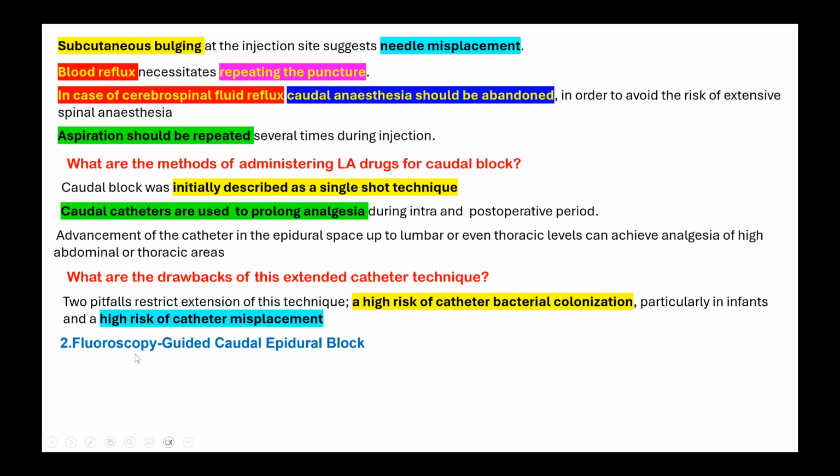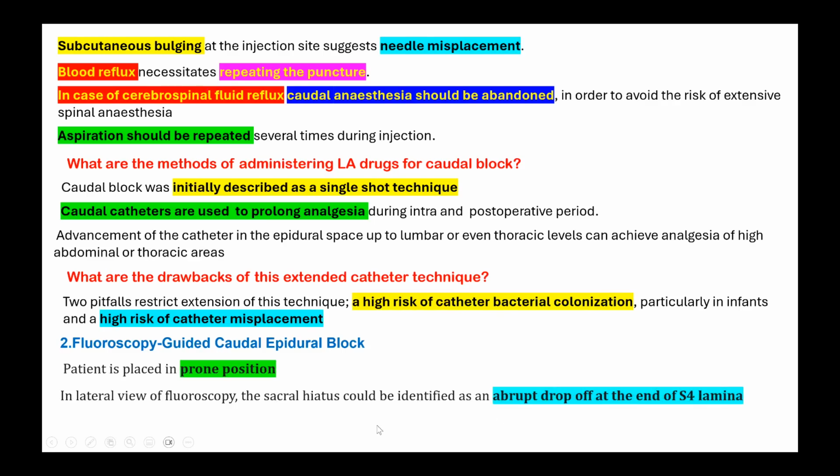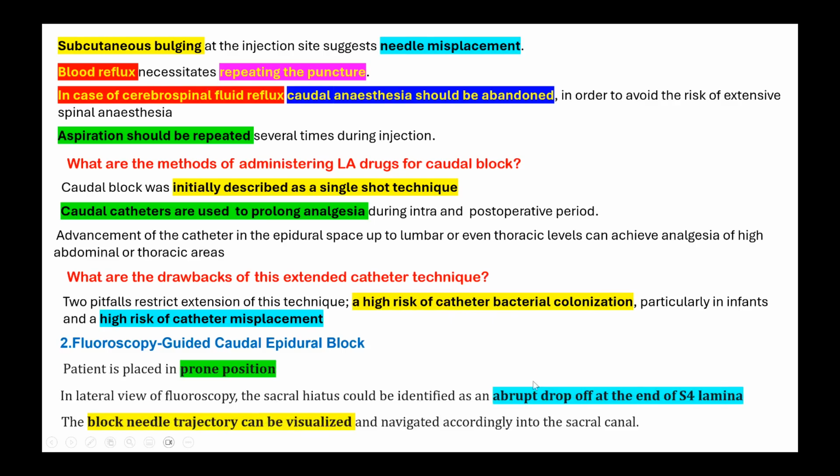The second technique is fluoroscopy guided caudal epidural. Here the patient is placed prone and you can use a lateral view of fluoroscopy. The sacral hiatus is identified as the abrupt drop of the end of the S4 lamina. The block needle trajectory can be visualized and navigated into the sacral canal. By injecting contrast through the fluoroscopy, you can identify the space. This is the picture that you can use.